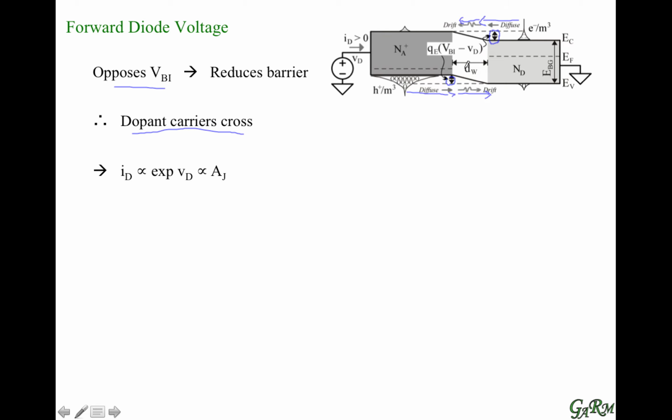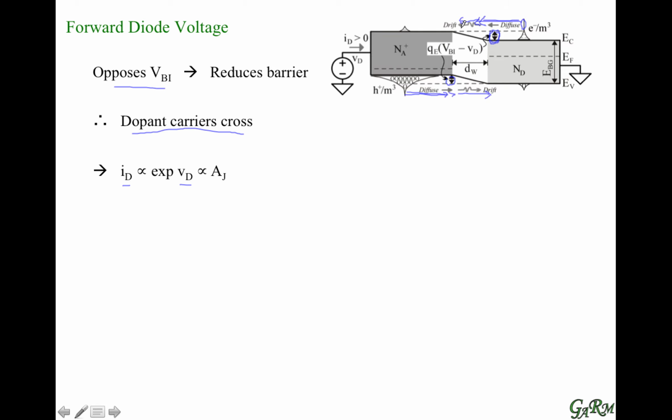As a result, we have a diode current, and a diode current that increases exponentially, because as the barrier decreases, an exponentially increasing number of electrons do not need to overcome the barrier. So an exponentially increasing number of charge carriers now diffuse and cross, both electrons and holes. As a result, this forward diode current increases exponentially with forward voltage.